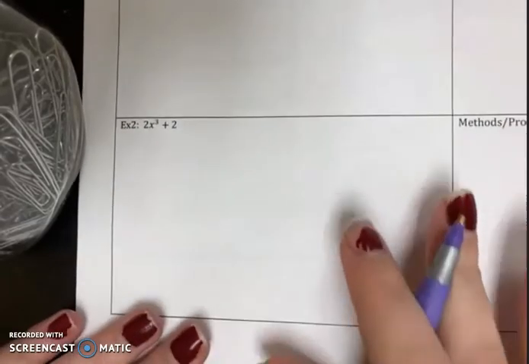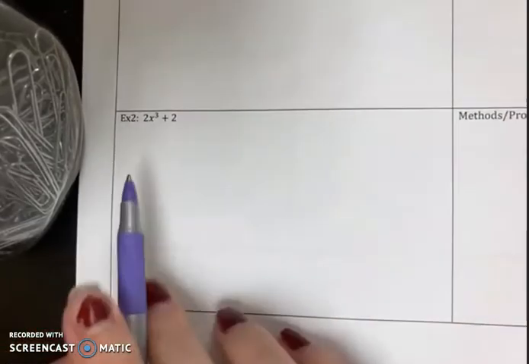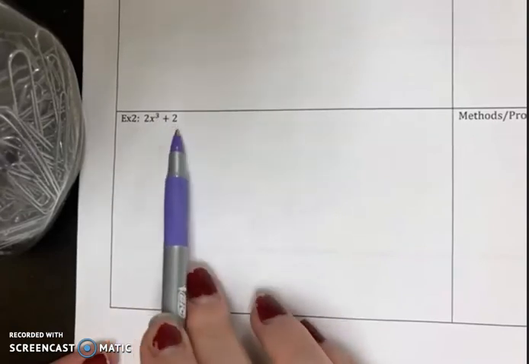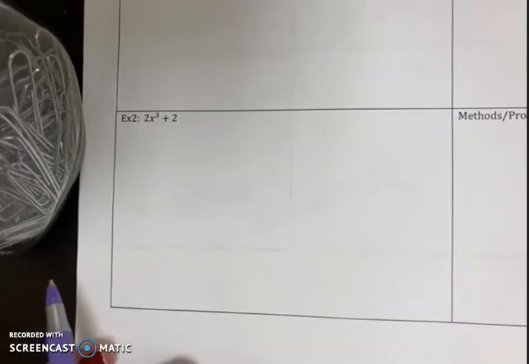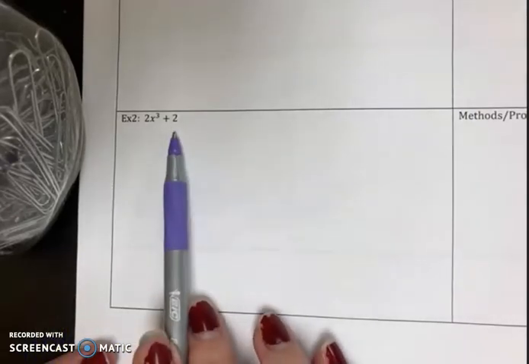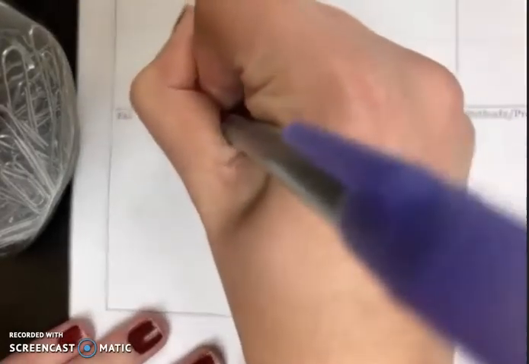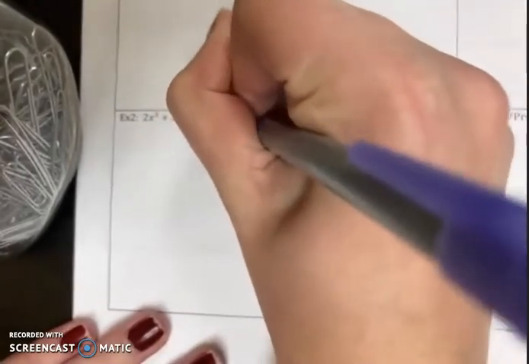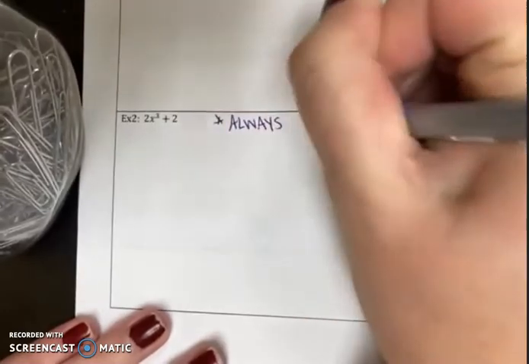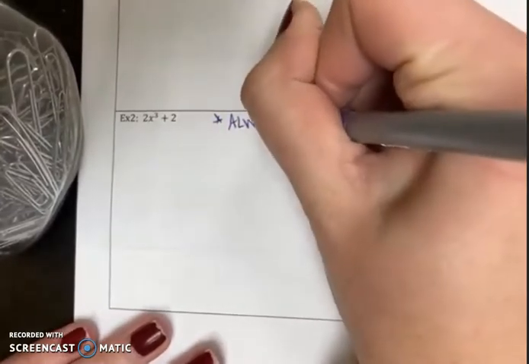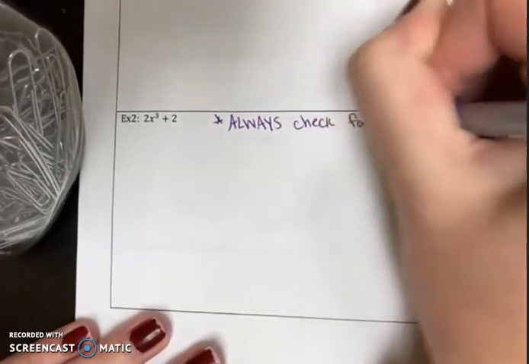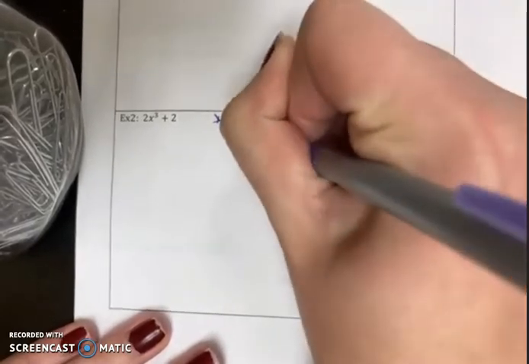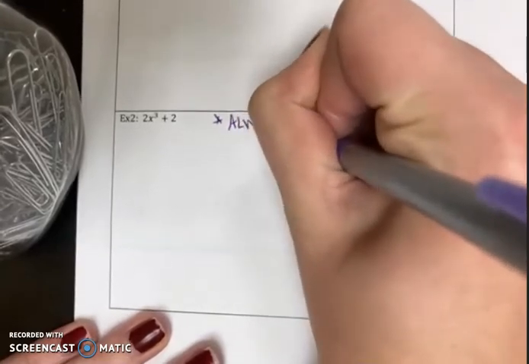Take a look at example 2. I have an x cubed, but nothing cubed gives me 2. An indicator here, rather than saying not factorable, is maybe we should check and see if there's a greatest common factor. A lot of people forget that we always need to be checking for a GCF. So I'll say always check for GCF. This is one of the first things you should be doing.